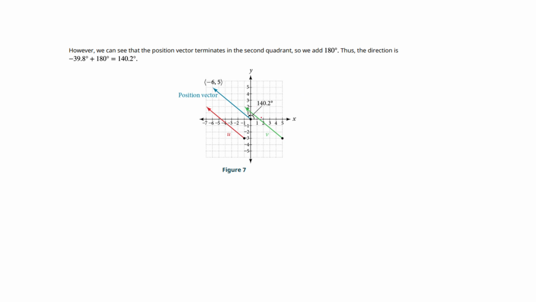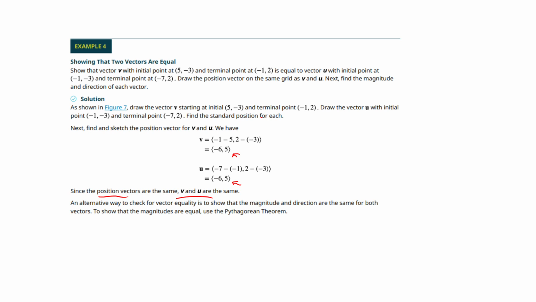Just remember the issues that we would have with inverse sine and inverse tangent that we've seen before. But the point here is the easiest way to see if these two vectors are the same is simply to find their position vectors. If those position vectors are identical, then the two vectors are identical.